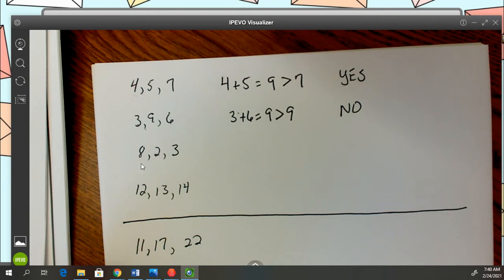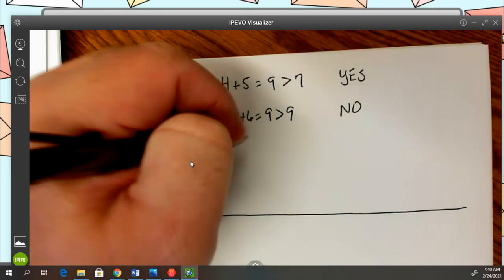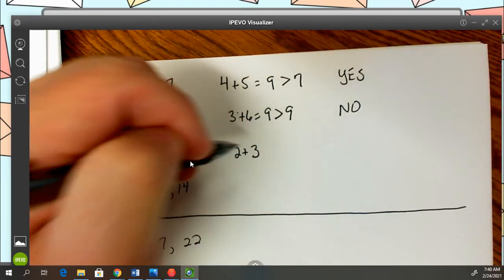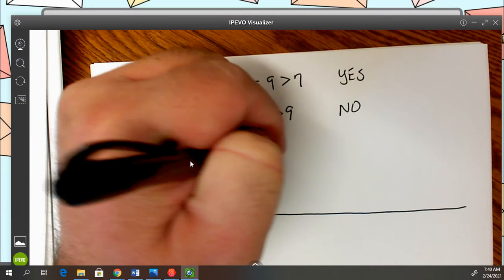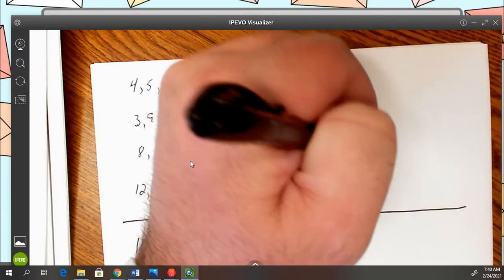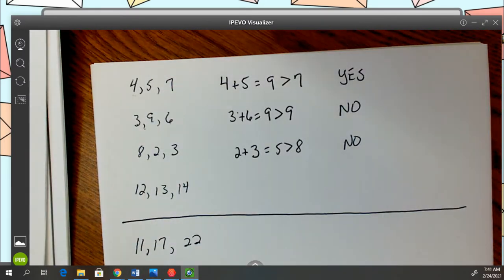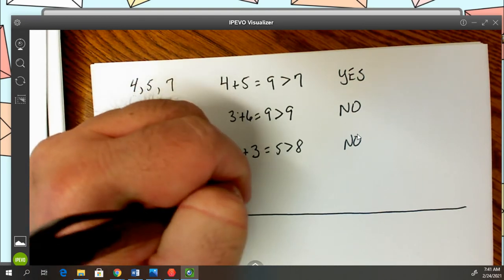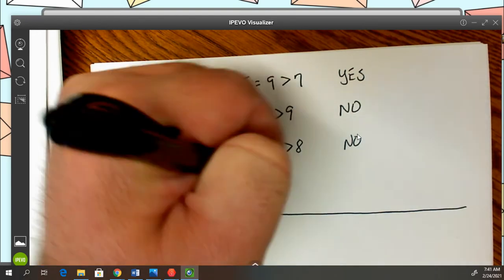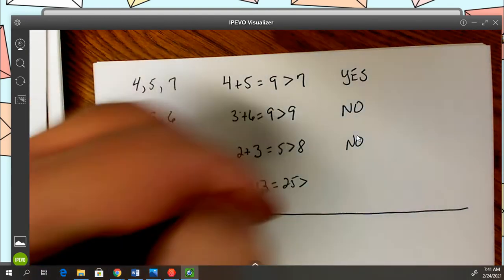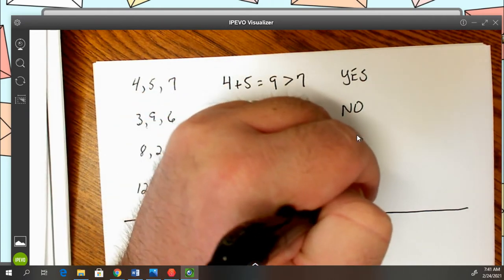The next one, 8, 2, and 3. 2 plus 3 equals 5. Is 5 greater than 8? No. And then the last one, 12, 13, 14. 12 plus 13 is 25. Is that greater than 14? Yes.